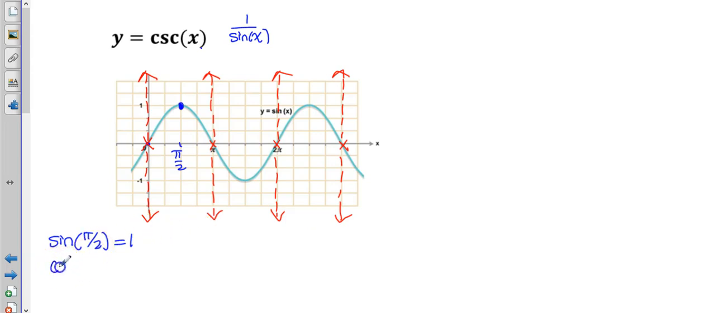Well, cosecant of pi over 2 is saying 1 divided by that value, which is still going to be 1. It's going to be the same. So for the start of cosecant, that point right there is actually going to be part of our new graph. What if we look at pi over 4? 45 degrees.